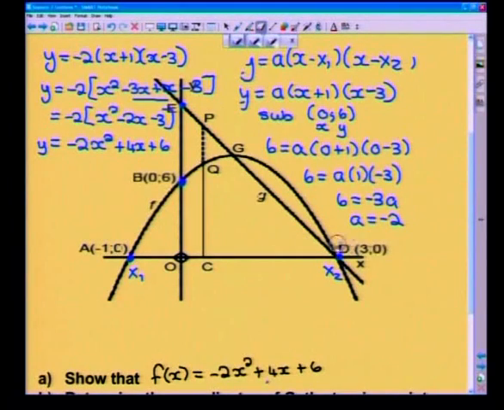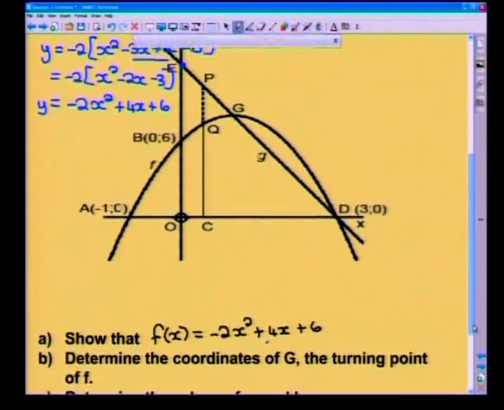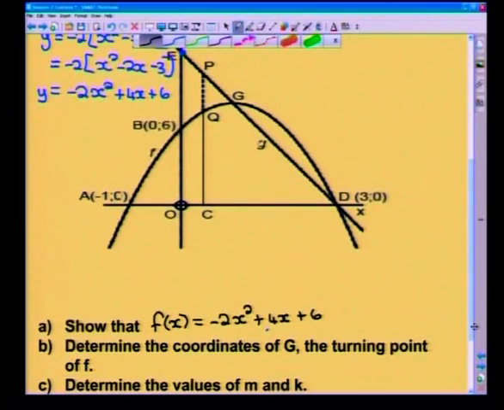Right, so now we're happy that we've established that. Let's just clear my drawing up a little bit so it's a bit neater to look at. I'll leave that one over there for a little bit in case you are making notes. And let's go down to the next question. The next question says, determine the coordinates of G, the turning point of F.